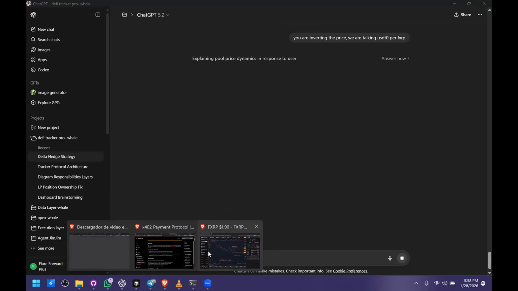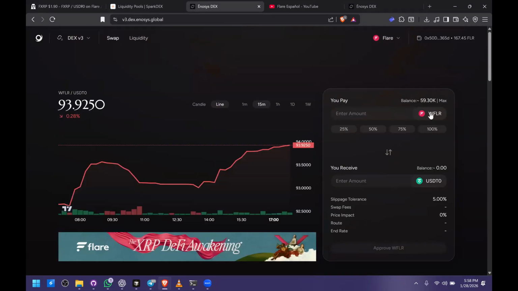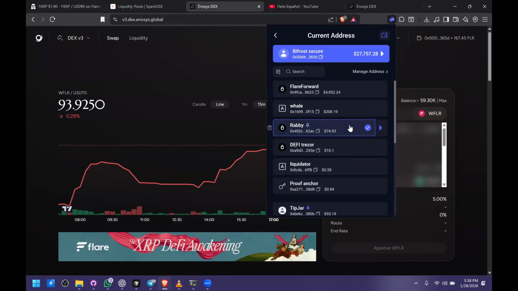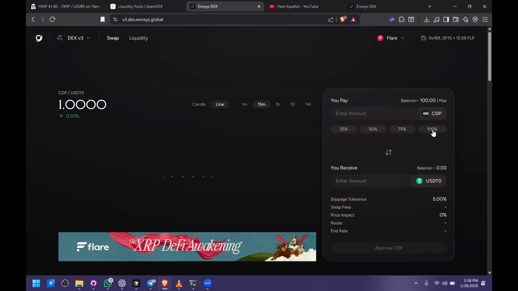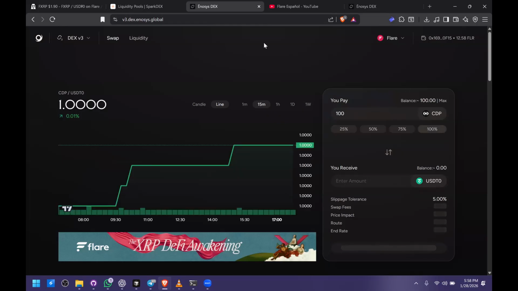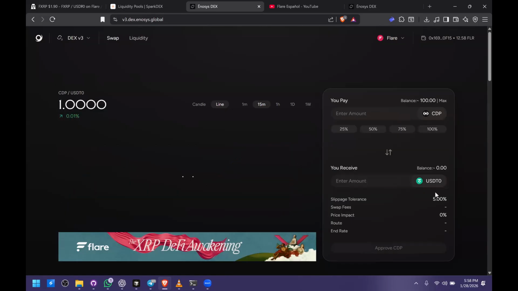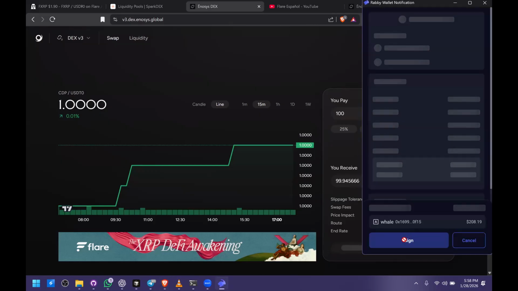All right, while it listens, let's go here. So first thing I need to do is swap. This part is not important. Well, here it is. Let's do CDP for USDT0. I should have 100. There it is. So we're going to move 100 CDP and convert it to 100 USDT0. Approve, sign, confirm.